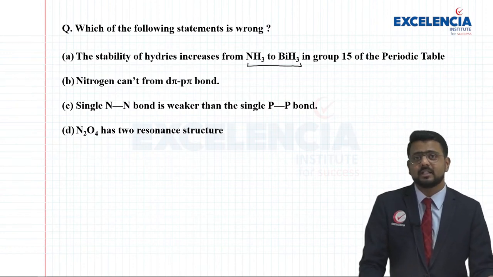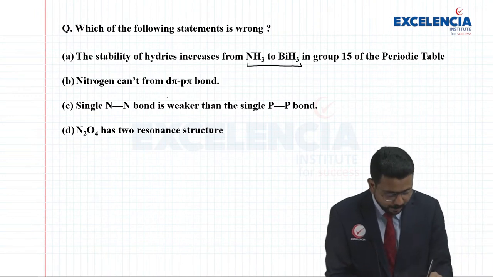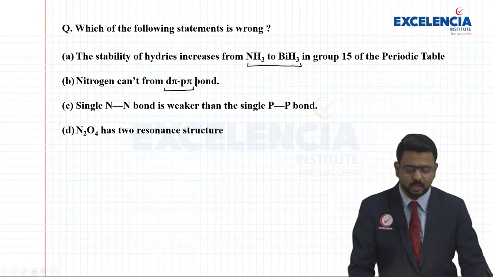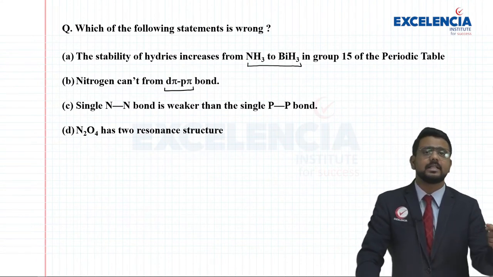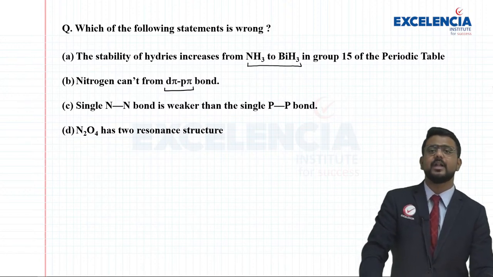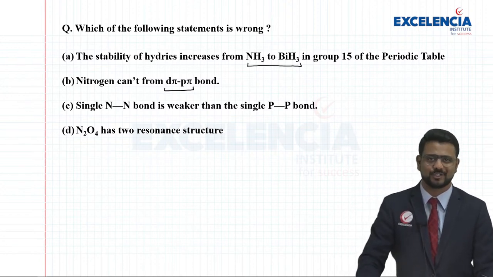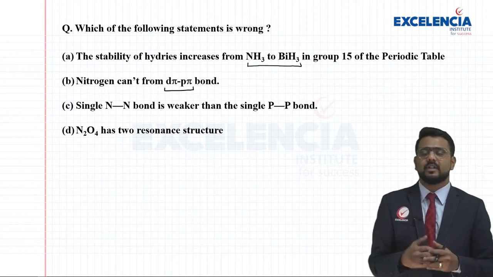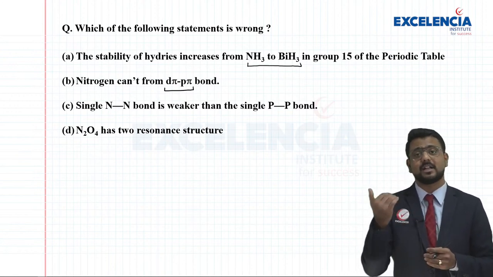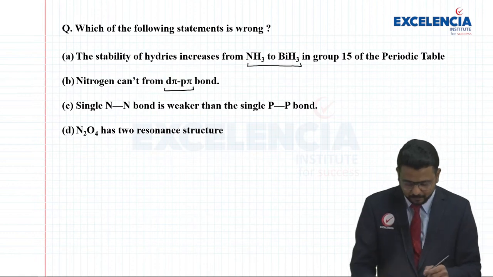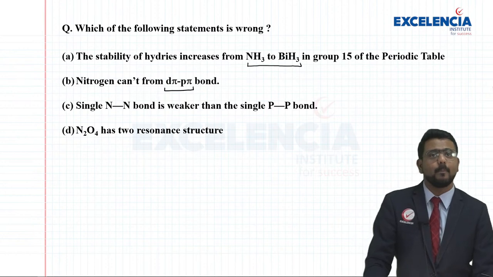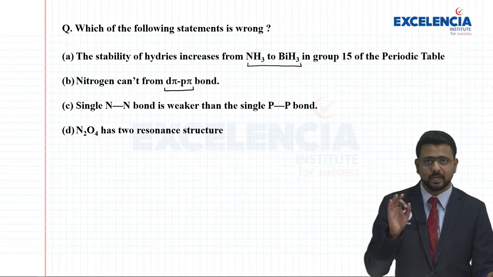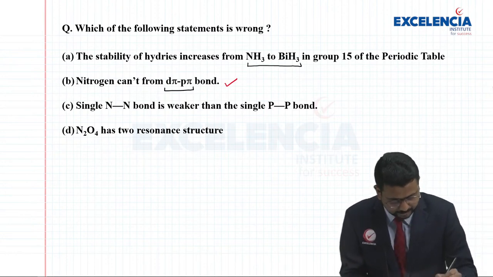The next statement here is nitrogen cannot form d pi p pi bond. Next option, the single N bond is weaker than the single P bond. And finally, N2O4 has two resonating structures. So of these, let's try to understand which statements are correct first of all, right? Now, if you have a close look at option B, that is nitrogen cannot form d pi p pi bond, this is a correct statement.